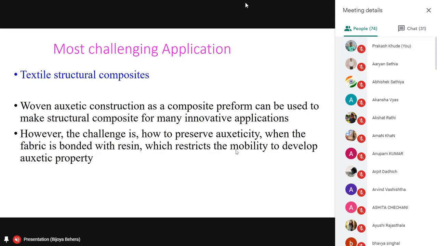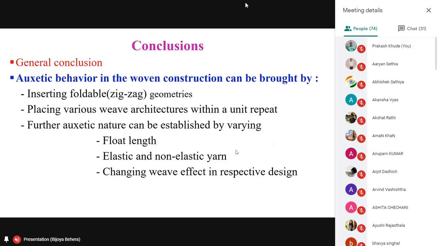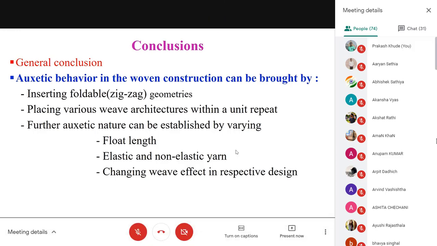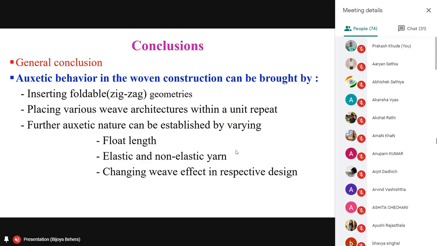This is all about auxetic structures. The conclusion is auxetic behavior in the woven construction can be brought by first inserting foldable geometry, placing various weave architecture which I have already shown you, or further auxetic nature can be established by varying float length, using an elastic and non-elastic yarn combination, that means by introducing auxetic yarn or changing the weave design. Any of these methods can be used to produce auxetic fabric.